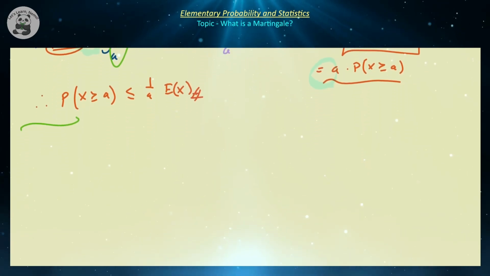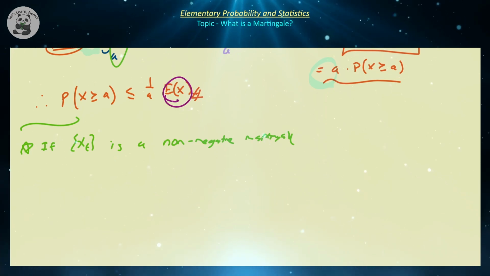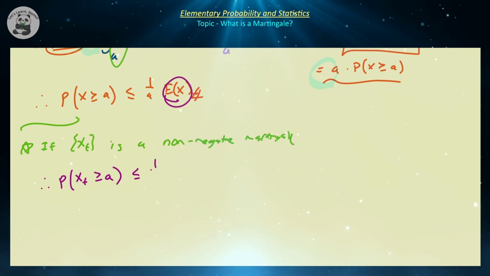Now, why do I bring this up in terms of martingales? So if, for example, xt is a non-negative martingale, then what do we have? Because keep in mind, the expected value of x can be represented with respect to x0. So if we replace x with xt, then we have that the probability that xt is bigger than or equal to a will be less than or equal to 1 over a times the expected value of xt.